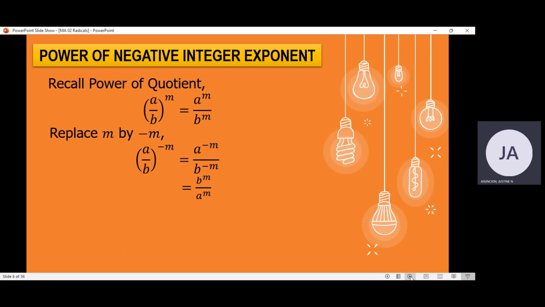Okay, so using the previous law, we can say that we have here a raised to negative m as 1 over a raised to m, and then b raised to negative m as 1 over b raised to m. So we have here b raised to m over a raised to m. Simply, we have here quantity b over a raised to m, and that's it. So as you can see, quantity a over b raised to negative m is equal to b over a, the reciprocal, raised to m.